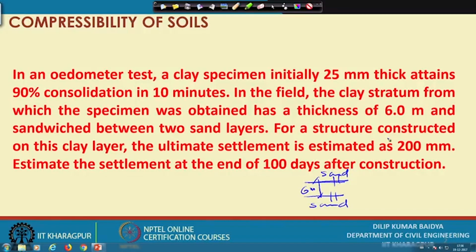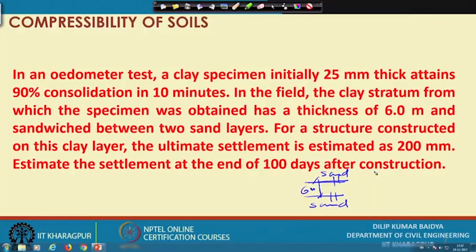And for a structure constructed on this clay layer, the ultimate settlement is estimated as 200 millimeter, and estimate the settlement at the end of 100 days after the construction. So, ultimate settlement is known, and you have to find out in 100 days how much will be achieved. So, that is the problem to be solved. Let me see that.